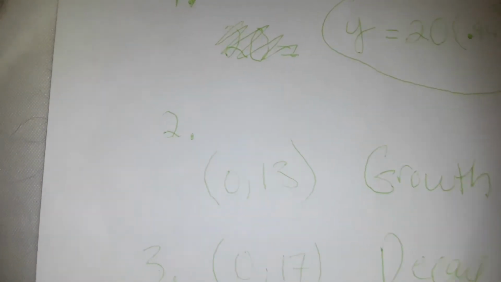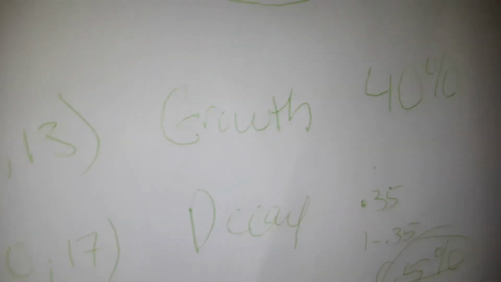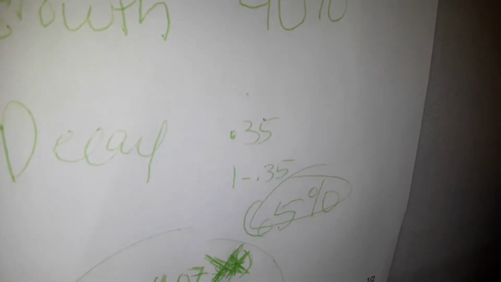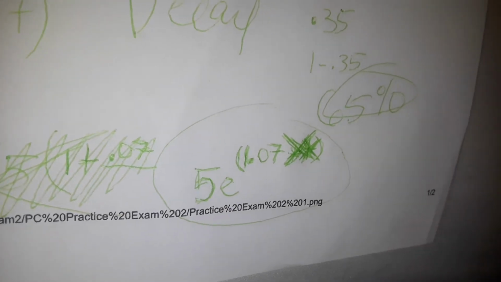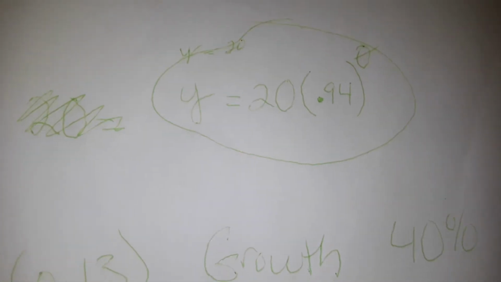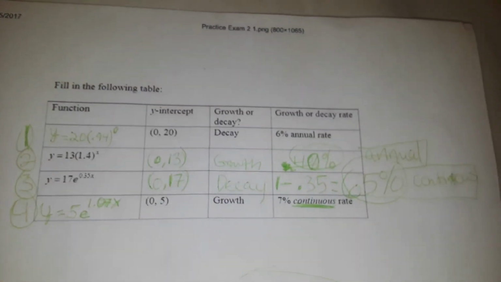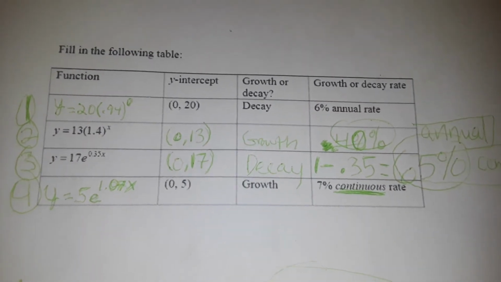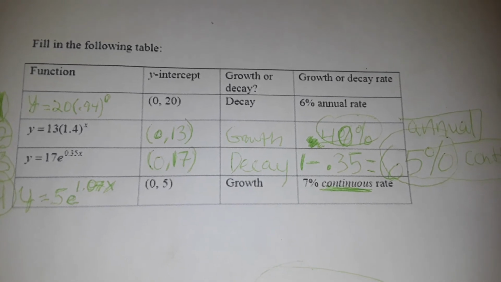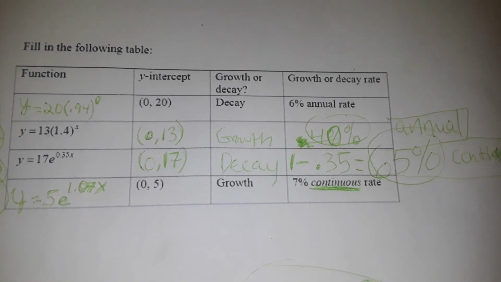Now I have all my work down at the bottom here. It's kind of hard to read, but works for me. 13 growth, 40%. 17 decay, 0.35, 1 minus 0.35. And we have 5e^1.07x. So again, I'll just show you all the green writing I have here. But there you go. That is question 1. Hope this helps.